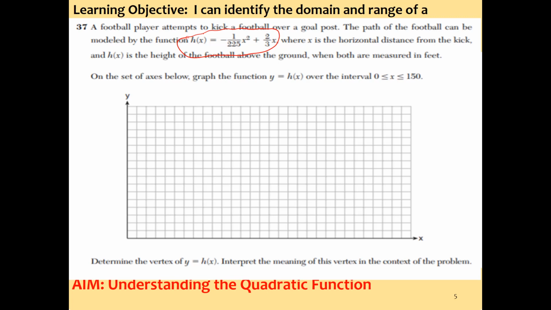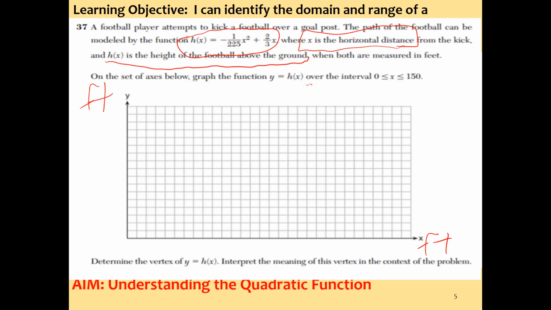Where x is the horizontal distance, so that's our domain, and h of x, our range, is the height of the football. When both are measured in feet, both are going to have feet as the value. All right, so on the set of axes below, graph the function y equals h of x. That's just saying that your output for the graph is going to be the y.